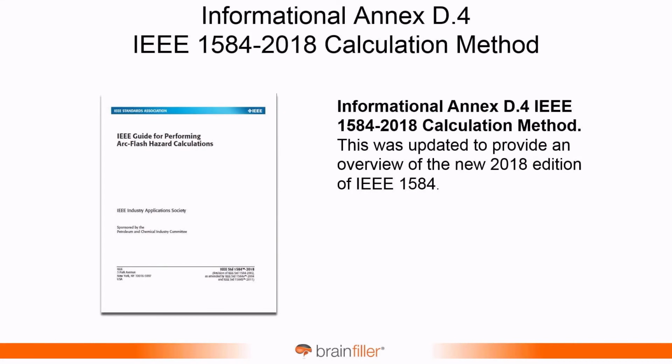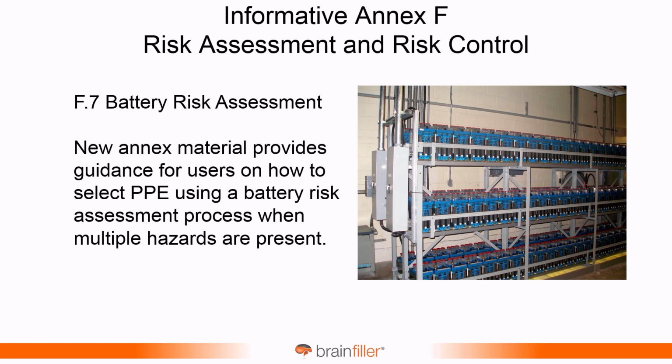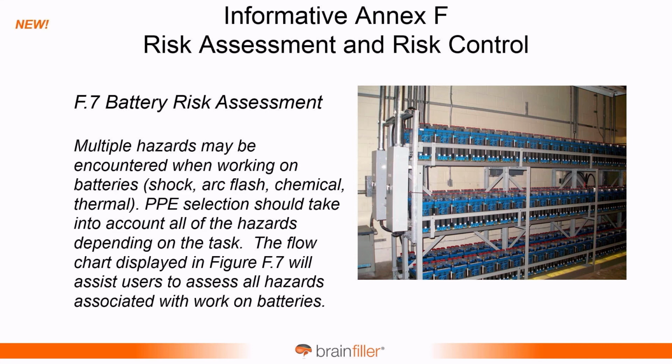And then there was another change to an annex. Actually, it's an addition. And these are just the high points. There were a lot of other changes that happened to the whole NFPA 70E standard, but I'm just trying to point out some of the major changes. And this one is Annex F, Risk Assessment and Risk Control. So there was a new F.7 that was added when you're working around battery systems.